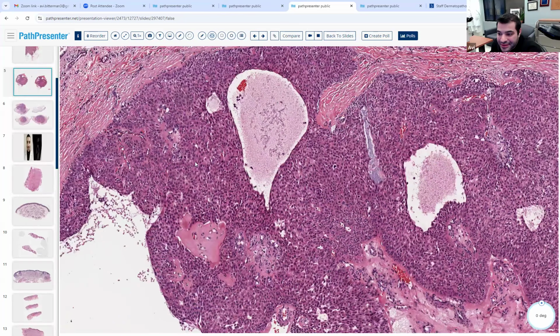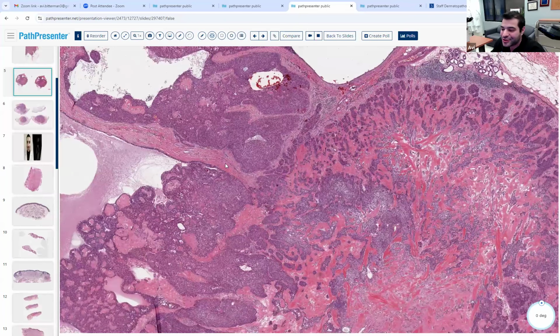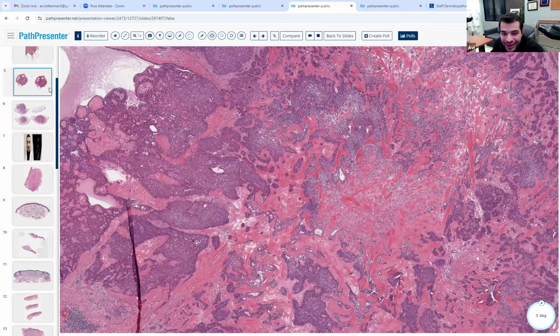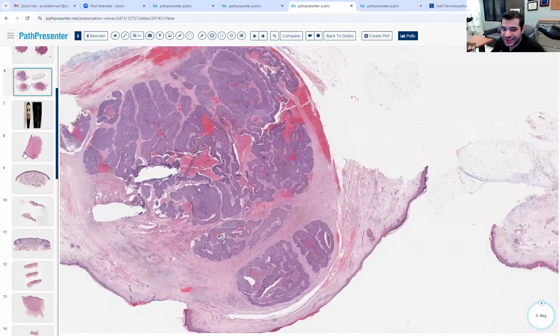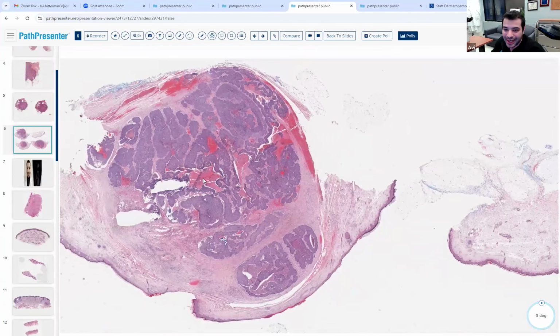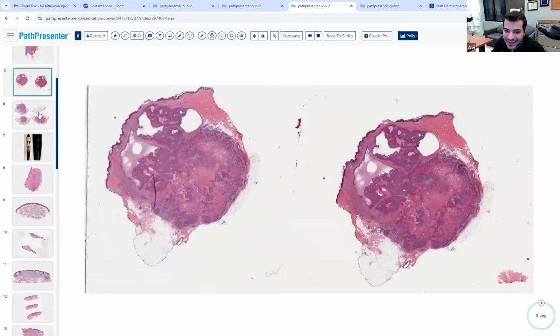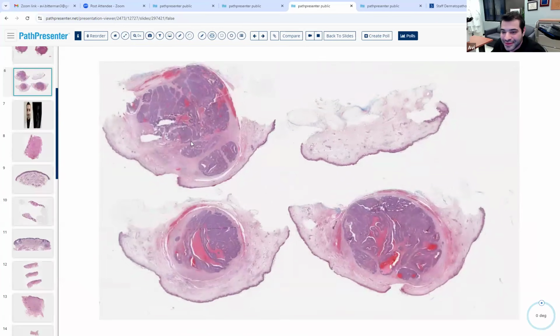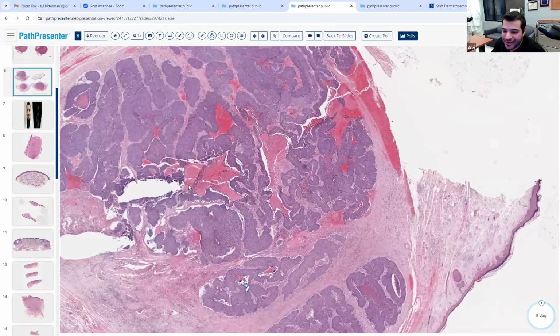Now, someone mentioned hidradenocarcinoma. I'm glad you mentioned that. Let's work through this one. So similar low power architecture, right? This also has a nodular component and a cystic component, just like this one did. We're noticing some differences though. What's different about this?